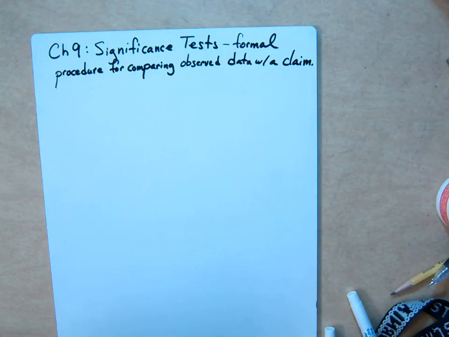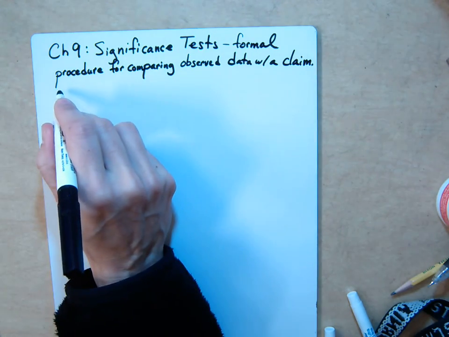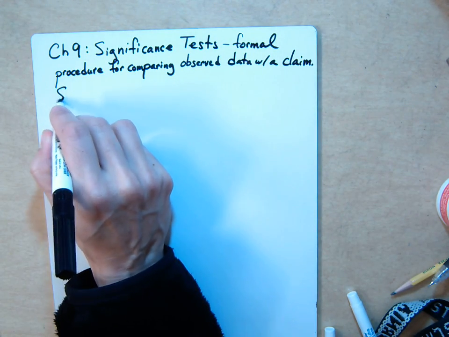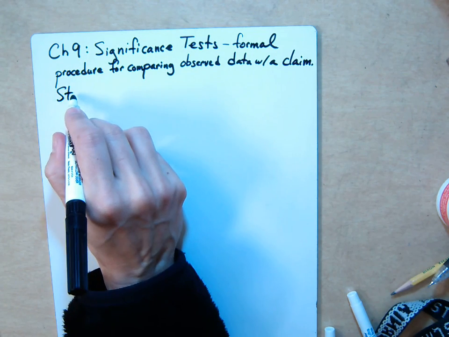Chapter 9 is about significance tests. A significance test is a formal procedure for comparing observed data with a claim. So the first part of this chapter is we need to be able to state what our claim is, and that is called stating the hypothesis.